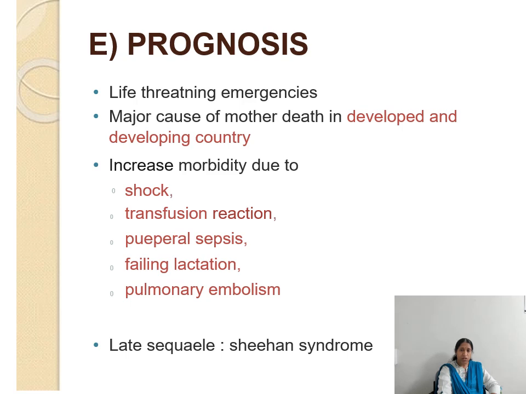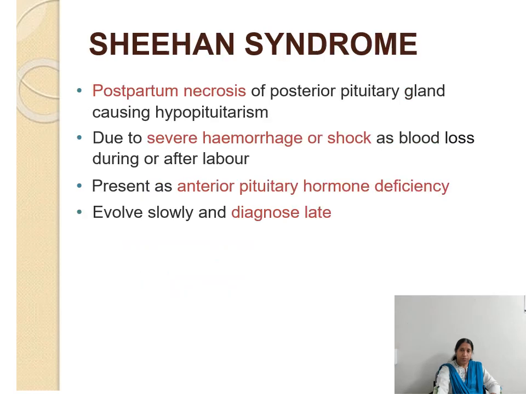Late sequel is Sheehan syndrome. Sheehan syndrome is nothing but postpartum pituitary necrosis, where the patient will end up with the features of the syndrome with amenorrhea, poor general condition with no lactation. Sheehan syndrome, postpartum pituitary necrosis, is due to severe hemorrhage or shock. As the blood loss occurs during labor, there will be hypopituitarism, which will cause anterior pituitary hormone deficiency, and it will evolve slowly and be diagnosed late.